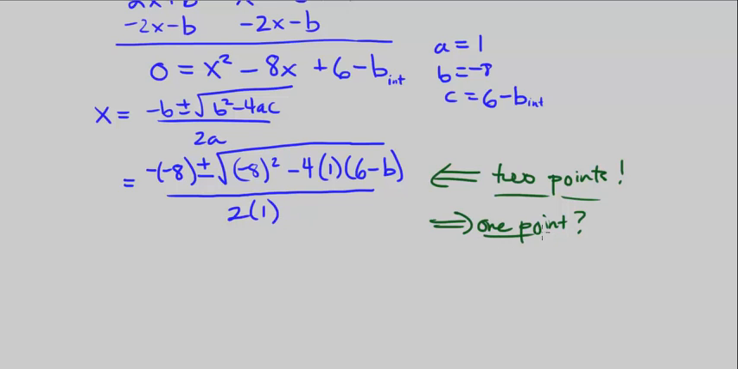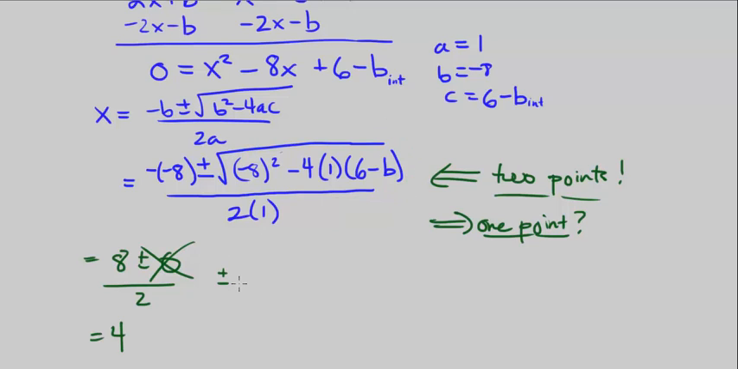Okay, so how do we guarantee ourselves only 1 point? Well, that's only true if this quantity equals 0, because then we're just plus or minusing 0, right? If we have negative of negative 8, so we have 8 plus or minus 0 over 2, plus or minus 0 just cancels out, we're left with 4. So this is only the case if over here this is equal to 0, right?